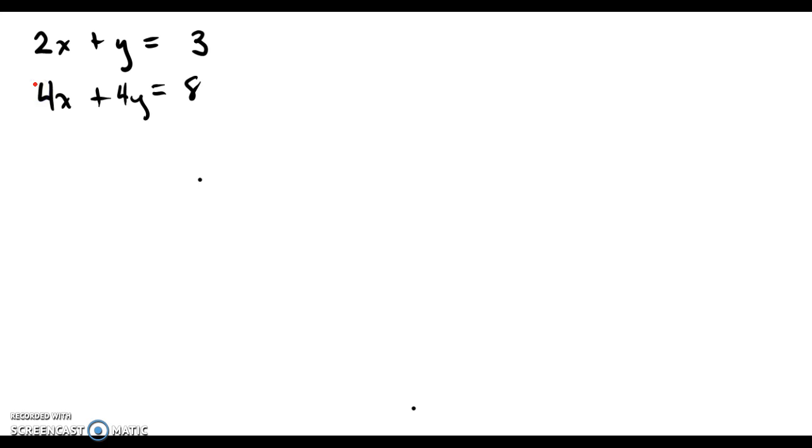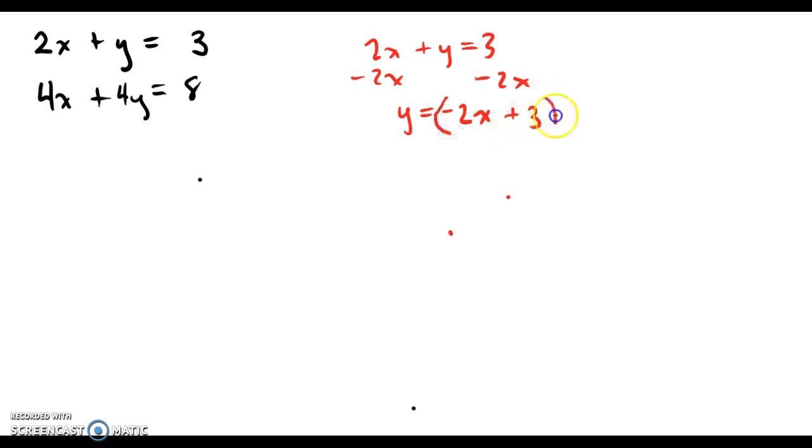And as it implies, I'm going to take the top equation, 2x plus y is equal to 3, and I'm going to solve for y, subtracting 2x from both sides. I'm going to write y is equal to negative 2x plus 3. And I'm just going to substitute this equation, because y equals that. I'm going to put it in for that y, and I'm going to solve for x.